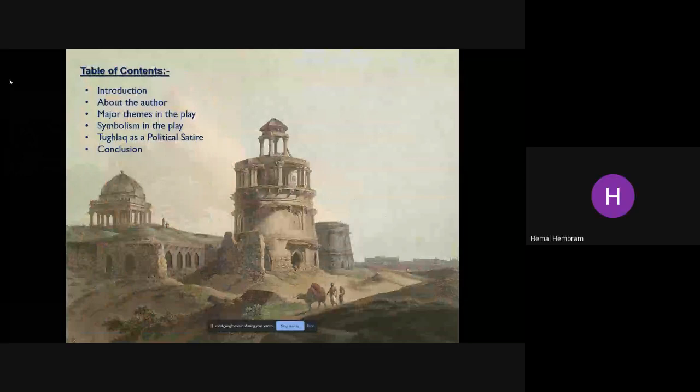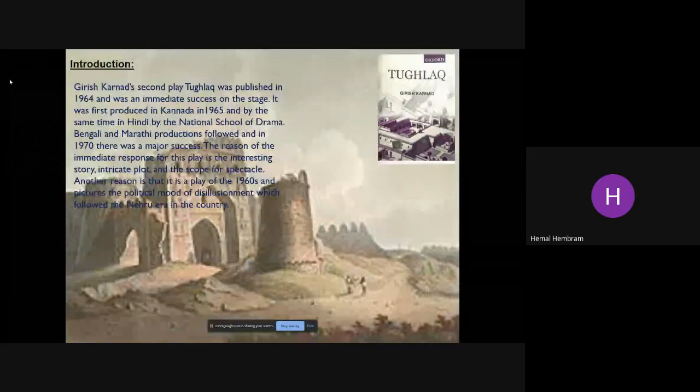Girish Karnad's second play Tughlaq was published in 1964 and was an immediate success on the stage. It was first produced in Kannada in 1965 and at about the same time in Hindi by the National School of Drama. Bengali and Marathi productions followed, and in 1970 there was a major success. The reason for the immediate response to this play is the interesting story, intricate plot, and the scope for spectacle. Another reason is that it is a play of the 1960s and pictures the political mood of disillusionment which followed the Nehru era in the country.